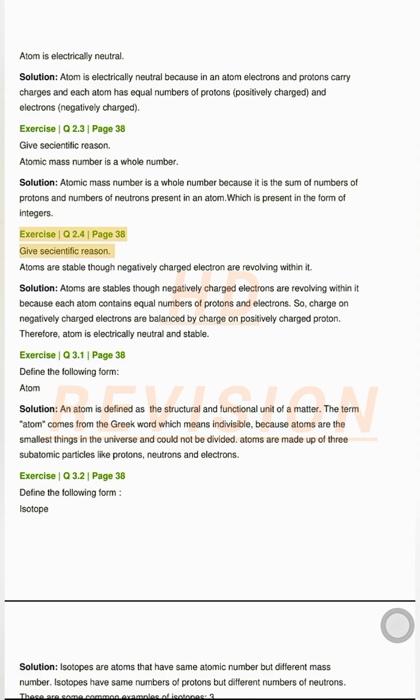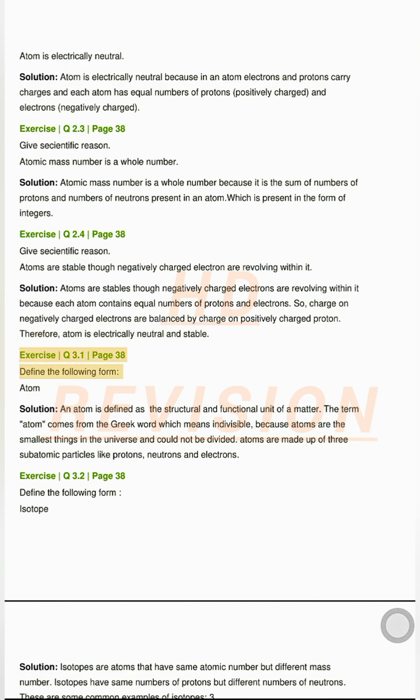Exercise Q 2.4, page 38: Give a scientific reason. Atoms are stable though negatively charged electrons are revolving within them. Solution: Atoms are stable though negatively charged electrons are revolving within them because each atom contains equal numbers of protons and electrons. So, the charge on negatively charged electrons is balanced by the charge on positively charged protons. Therefore, the atom is electrically neutral and stable.